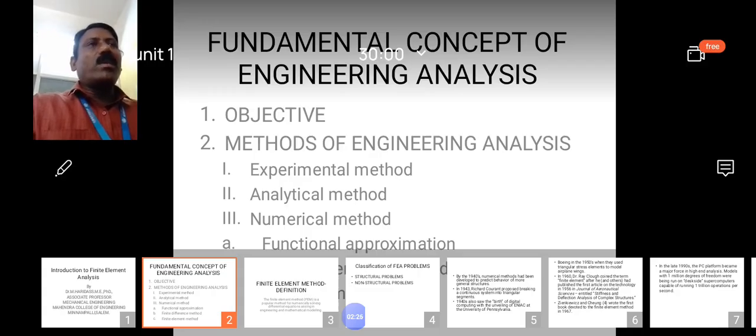The third one is the numerical method. This is very familiar to all. The analytical solution can be obtained only for certain simplified situations. For problems involving complex geometry and material conditions, that is boundary conditions, the engineer prefers the numerical methods that give approximate but acceptable solutions.